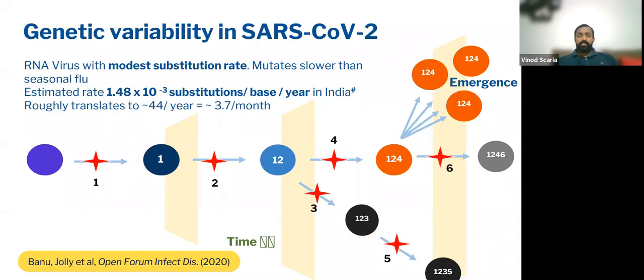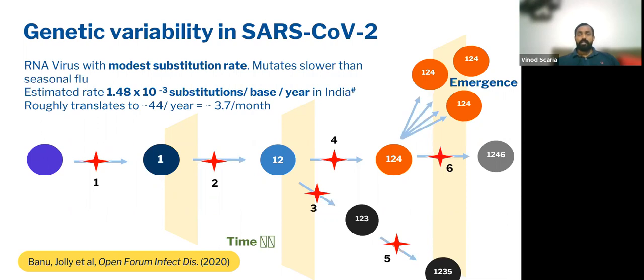Now, why do we need to sequence genomes, especially of pathogens like SARS-CoV-2? Isn't just one genome enough and available? Why should we really sequence genomes over and over again? The answer to that is because of the evolution of the pathogen.